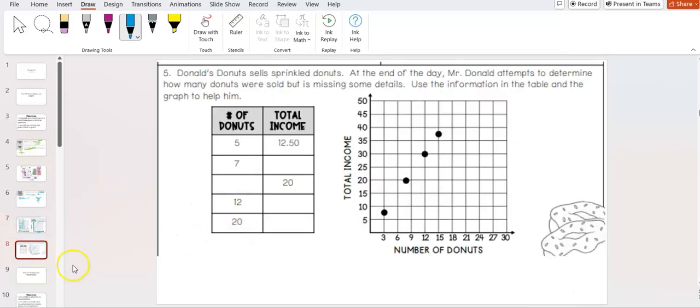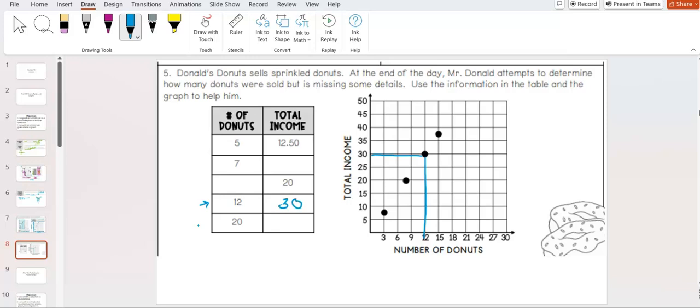All right, so now let's practice here. So I've got Donald's Donuts sells sprinkled donuts. At the end of the day, Mr. Donald attempts to determine how many donuts were sold, but is missing some information. Use the information in the table and the graph to help him. So it gives us some information in our table and some information in our graph, and we have to fill in the rest. We know here 12 donuts is sold for $30. So I can fill in this column right here, 12 and 30.